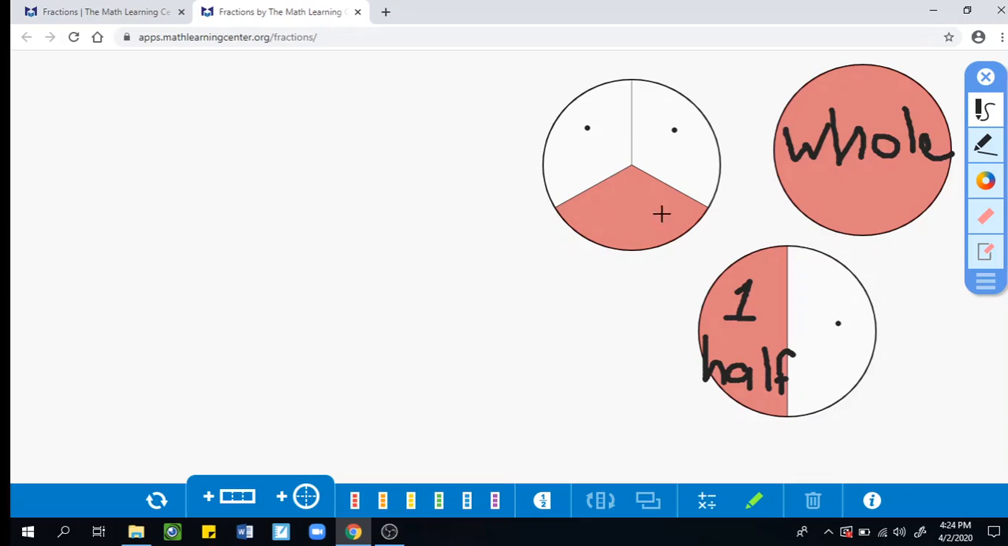Now, I can't say that I ate a whole pizza, can I? And I also can't say that I ate a half a pizza because remember, the word half only works when we've cut something into two parts. We need a new word here. When we've cut something into three equal parts, we use the word third. So in this case, I ate 1/3 of a pizza. All right, we cut it into thirds, and then I ate one of those thirds. 1/3 of a pizza. All right.